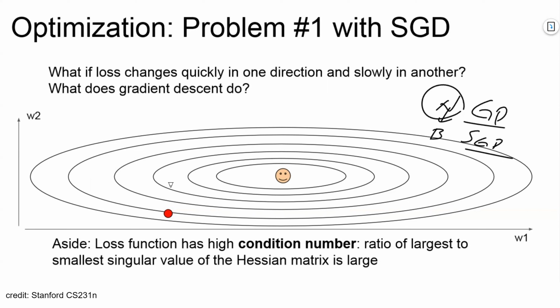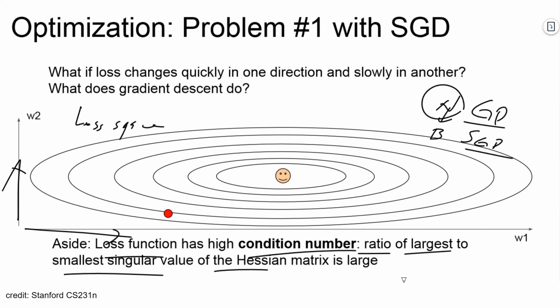The first problem is, what if the loss space looks like this? The distribution of W1 is quite different from that of W2. And this is the case when the loss function has a high condition number. A condition number means the ratio of the largest to the smallest singular value of the Hessian matrix.